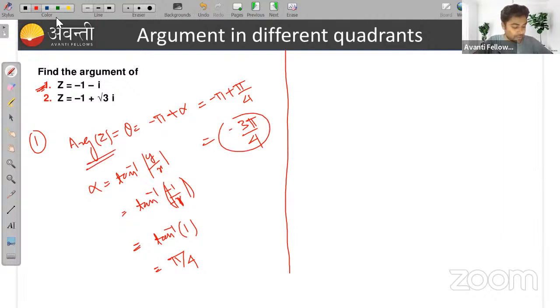Is it clear to everyone, guys? Just respond in the chat box if it is clear to all. Yes, clear? Shall I move to the next question? Tell me, what is the argument? Try to find the argument of the second complex number.